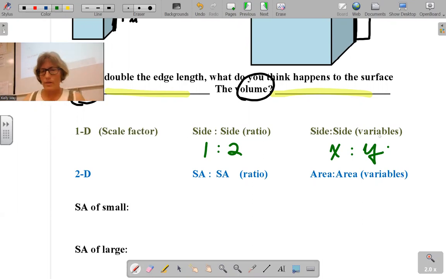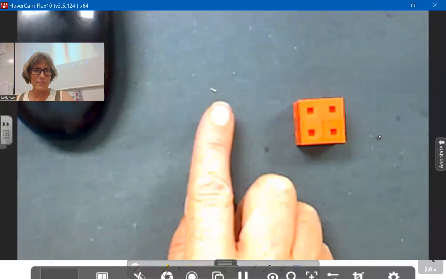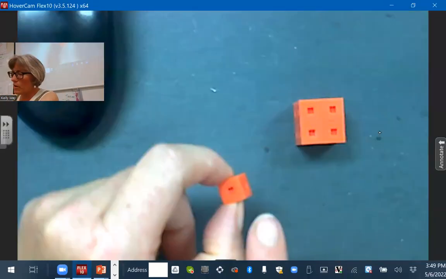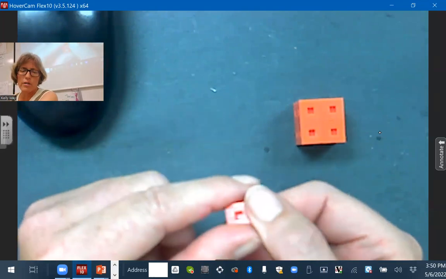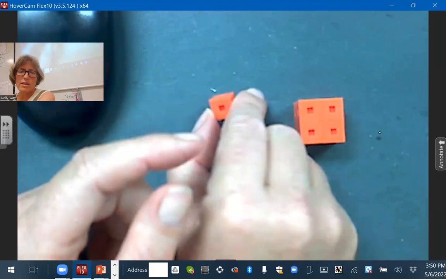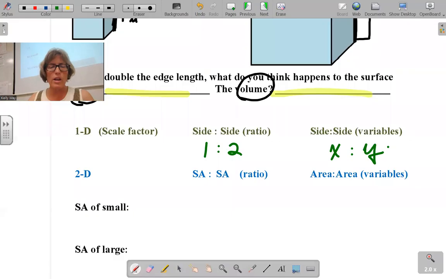Surface area of the small: surface area, that's 1 square, 2 square, 3 square, 4 square, 5 square, 6. So the surface area of my small is going to be 6 units squared.